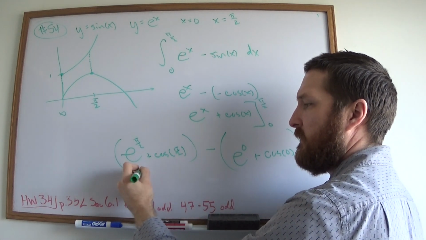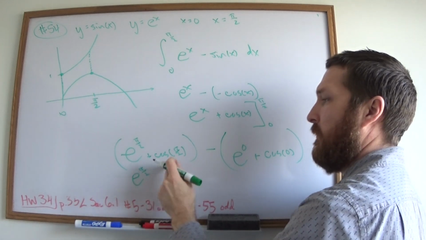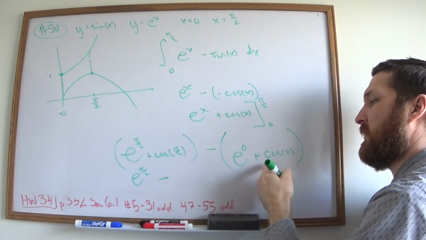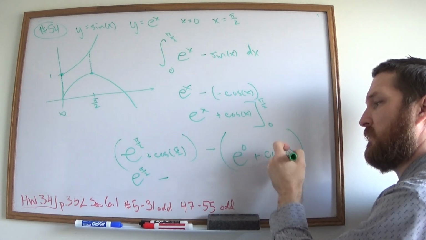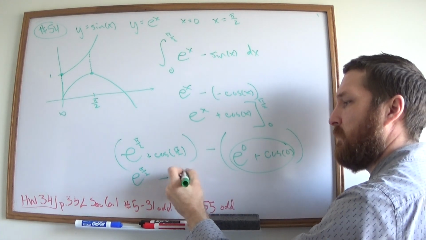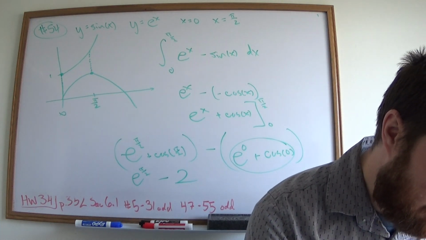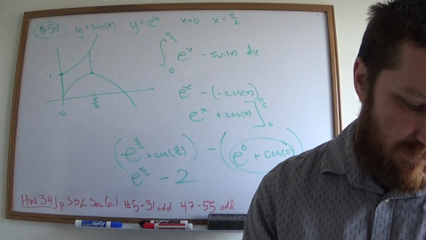So that's e to the pi over 2. Can't simplify that. Plus 0. Minus e to the 0 is 1. Cosine 0 is 1. So that's 2. So it's minus 2. And I think that's what I got. E to the pi over 2. That's pretty irrational.